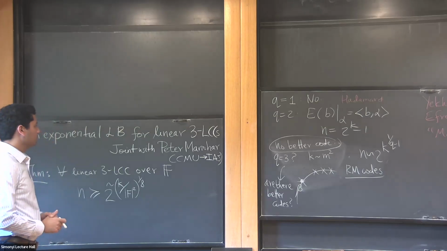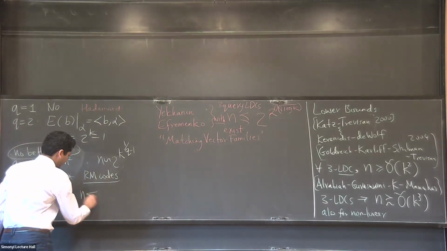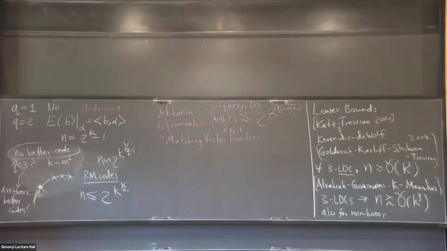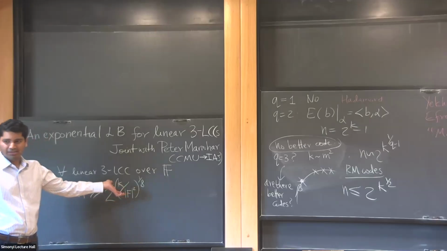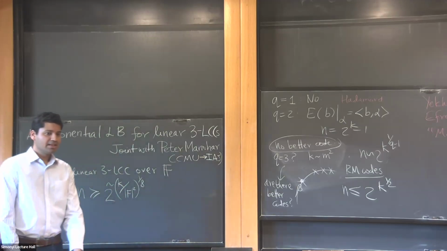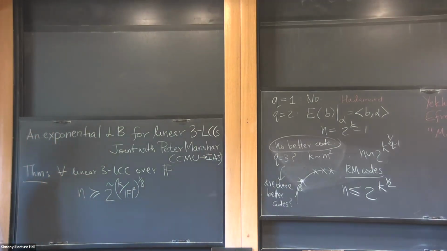So when we saw the example of Reed-Muller codes, we know that N is at most 2 to the K to the 1/2 here. So 2 to the square root K is the upper bound. And now, we can prove a 2 to the K to the 1/8 lower bound. It's not quite at Reed-Muller. Towards the end, I can tell you a little bit more about whether we can get to Reed-Muller.